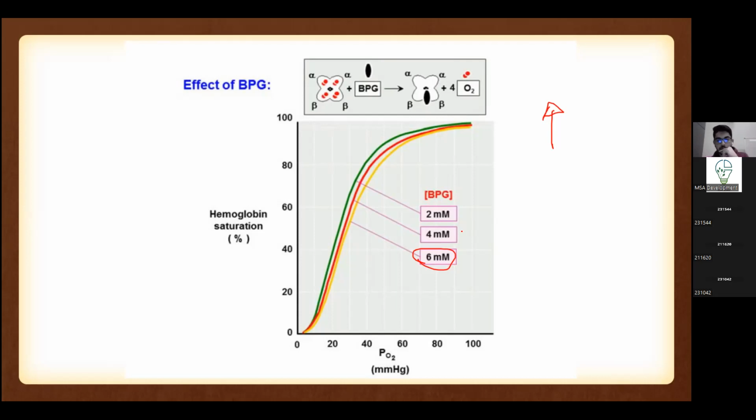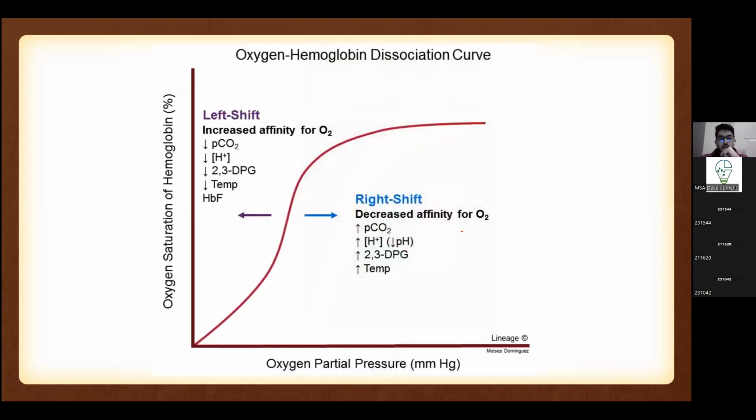Okay. This is like a summary slide. I'm going to go through it really quickly. Okay. So first of all, we have CO2 and H plus. When both of these increase, they are going to cause a shift to the right. And we said that an increase in CO2 is most of the time associated with an increase of H plus. The third factor is temperature. Okay, when temperature increases, we are going to see a shift to the right or a decrease in affinity. The last one is diphosphoglycerate, and it's also going to cause a decrease in affinity.